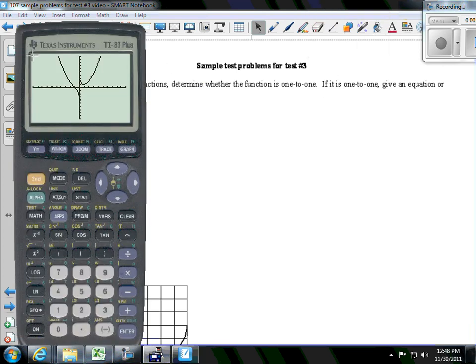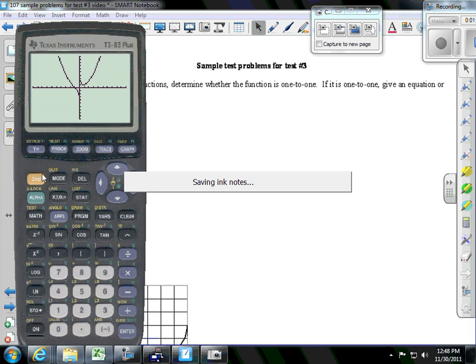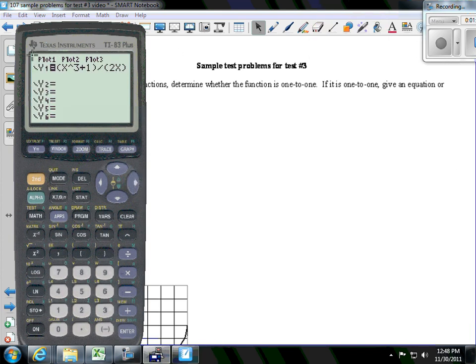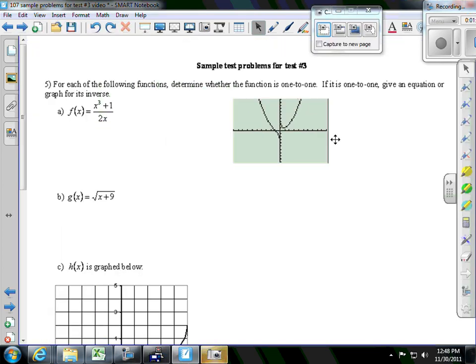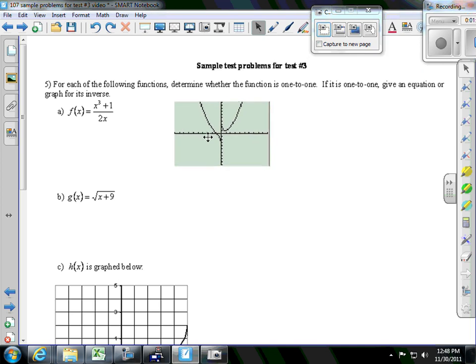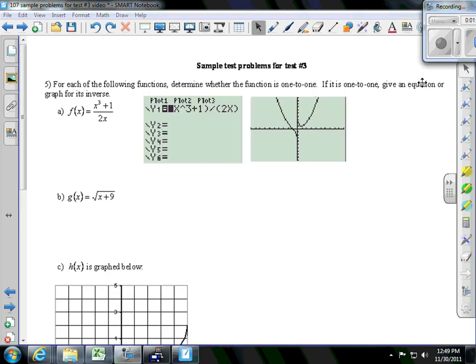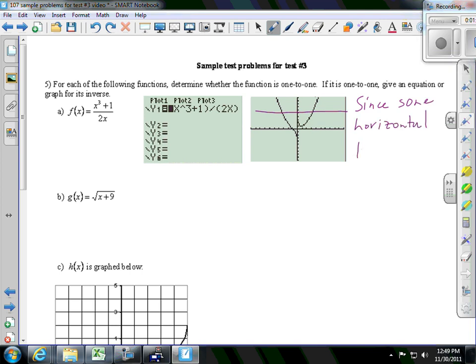So let's just take a snapshot of this screen. In fact, for good measure, let's also take a snapshot of the thing that we typed in. And so with these two things side by side, we'll just draw a horizontal line and say, since some horizontal line hits the graph twice, this function is not one-to-one.